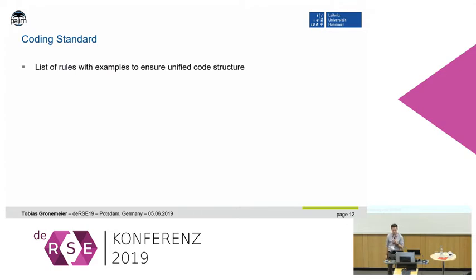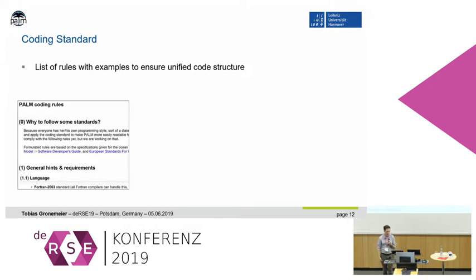We have a coding standard. It's a list of rules with examples to ensure a unified code structure. So we have different developers, and they all have their own way of writing code, and we want our code base to be somehow homogeneous throughout the whole code base. We try to teach our developers to code after certain rules.